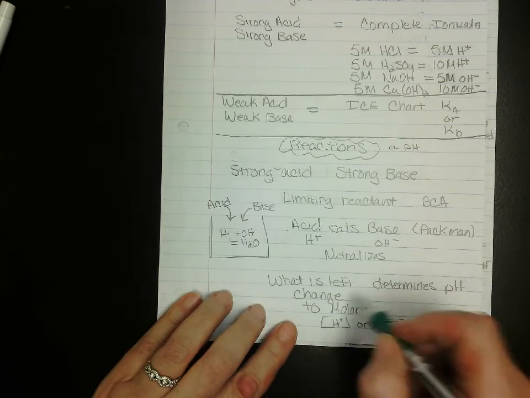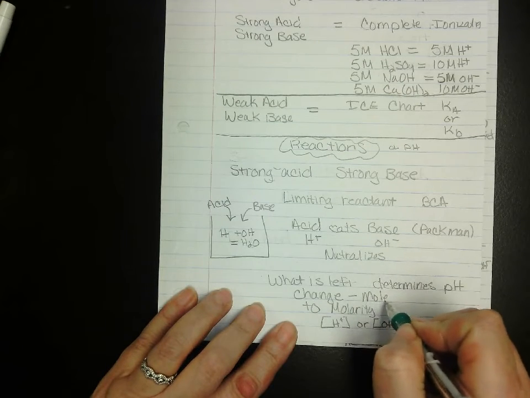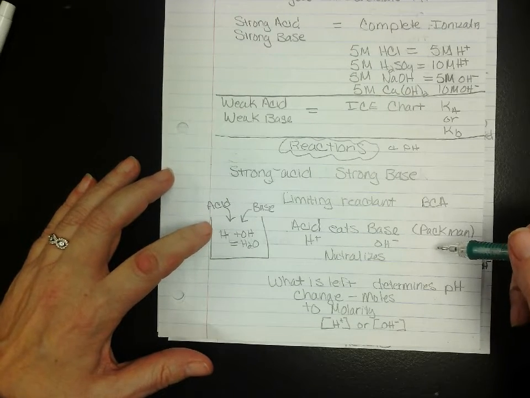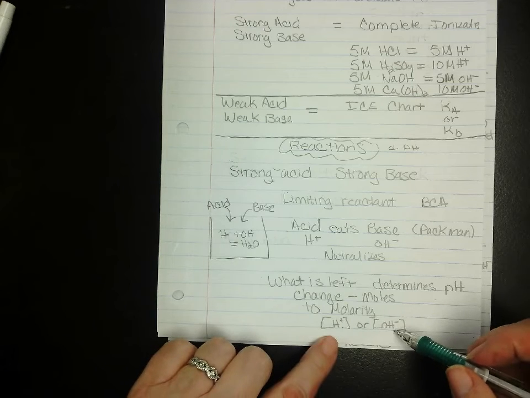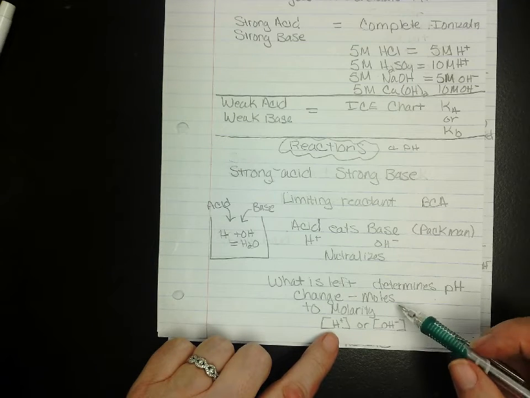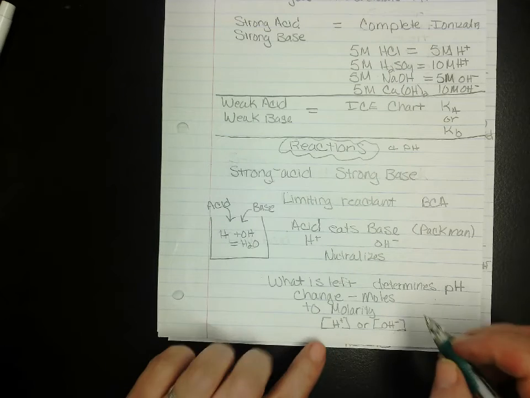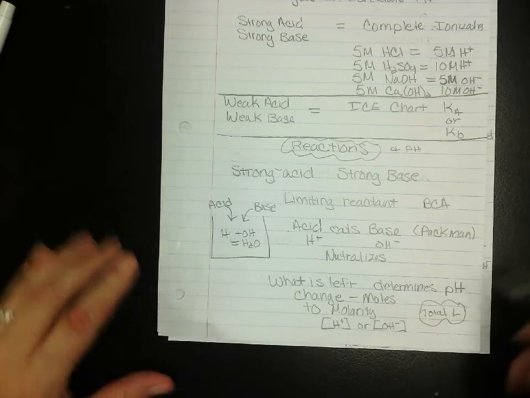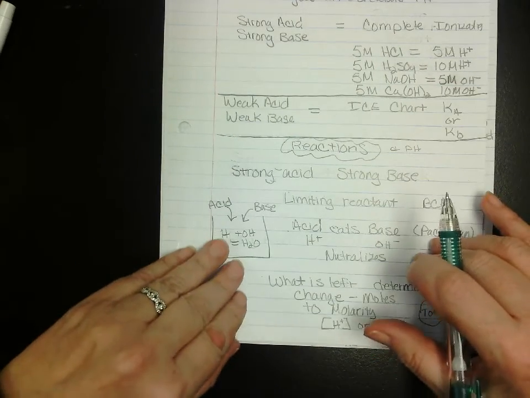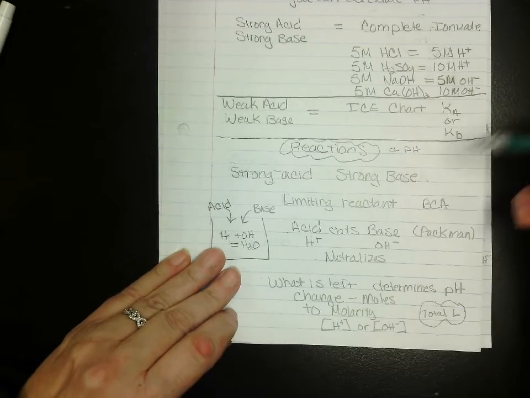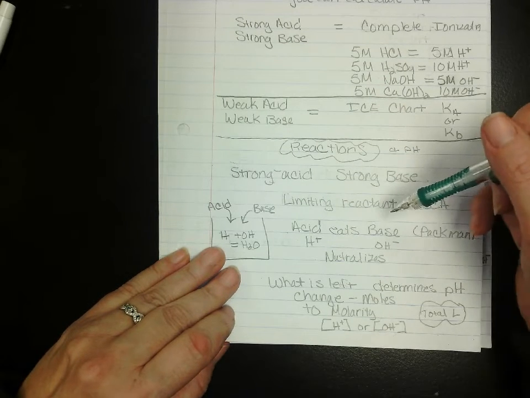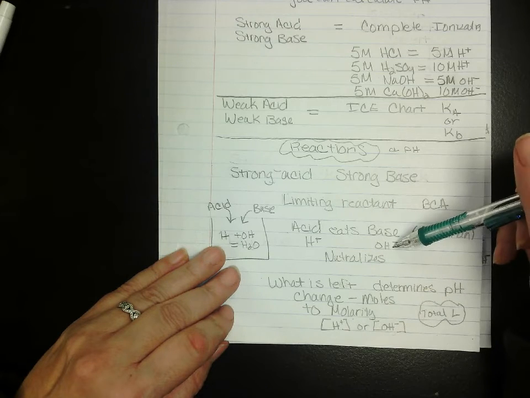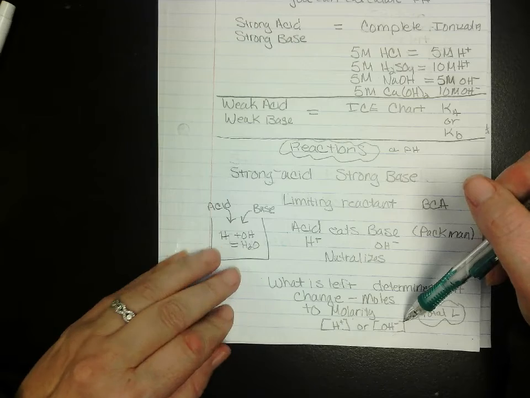So we need to change moles to molarity, okay? Because in our BCA chart, we're going to figure out moles, but it's our molarity that determines this concentration, and we have to figure out moles in total liters. So remember, it's total liters of solution, not just one or the other. And we'll go through examples of this. Okay, so this is our limiting reactant. Once we find out how much of our acid is left, we can find that H plus concentration, or how much base is left, we can find that OH concentration.